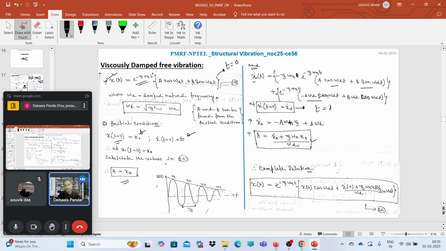So now we have A and B, the constant terms. Now put the values of A and B in this equation, and we will get the complete solution of the displacement for viscously damped free vibration cases. So x(t) equals e to the power minus zeta omega n t times (x naught cos omega d t plus ((x dot naught plus zeta omega n x naught) divided by omega d) sin omega d t).